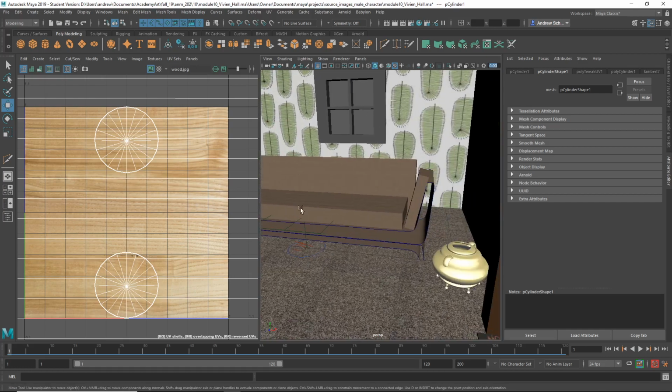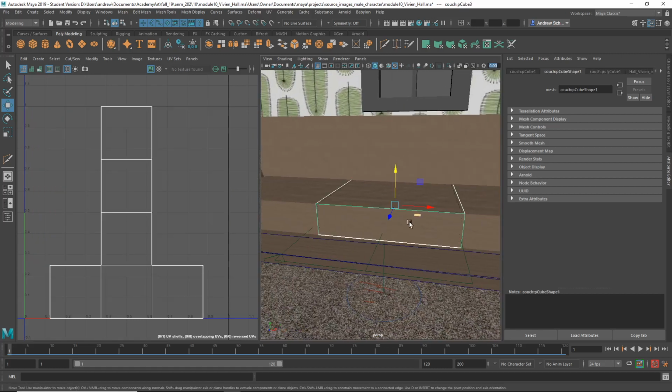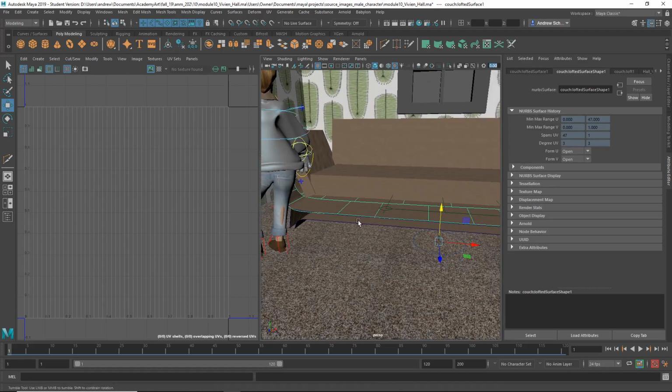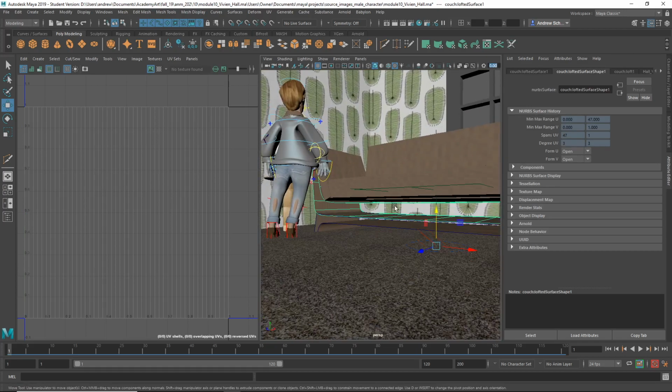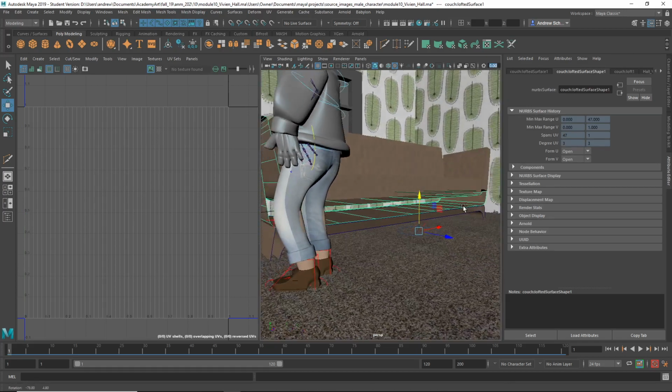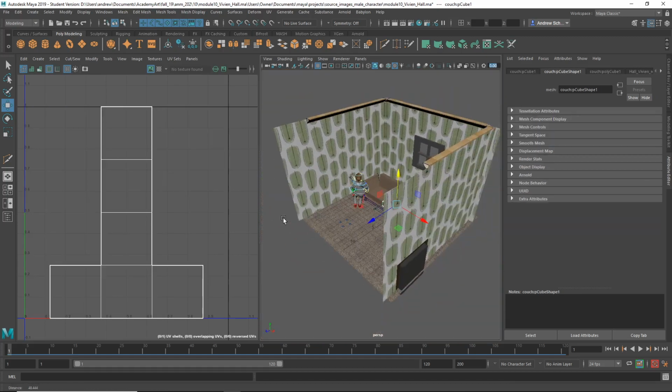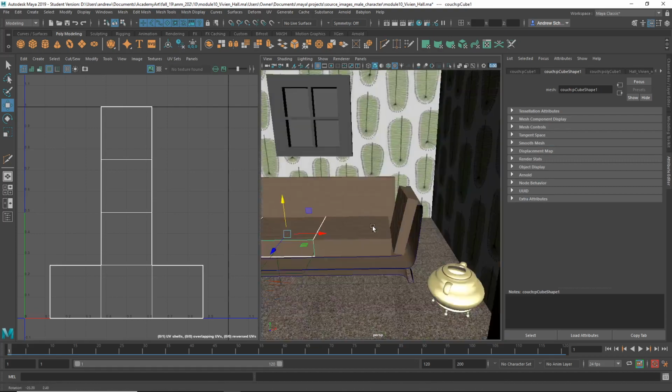So I think the couch needs some work. I think you're going to want to do some bevels, maybe some smoothing. This looks sort of paper thin, so that looks kind of weird. You might want to give that some thickness. So I think the couch model could use some work.